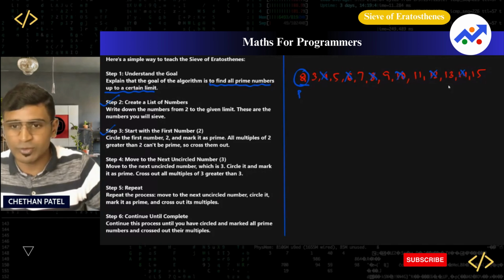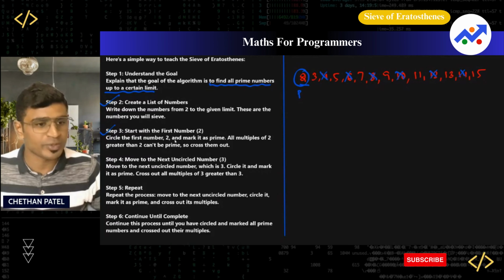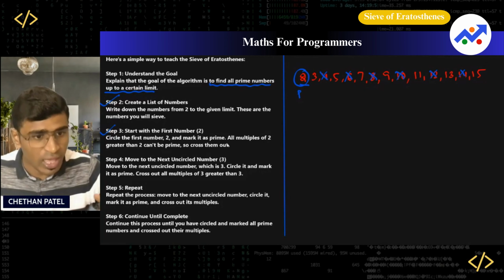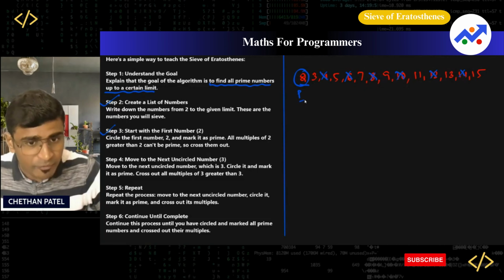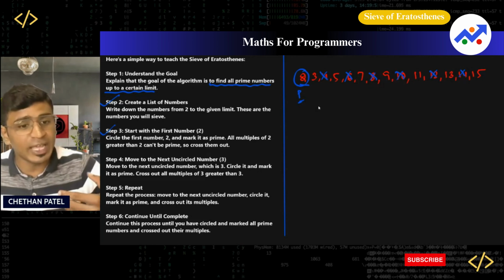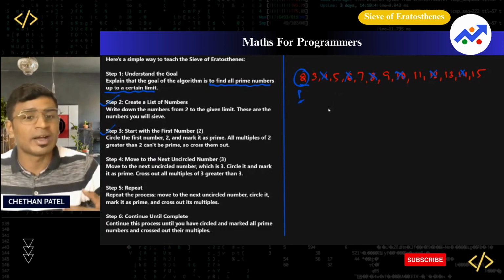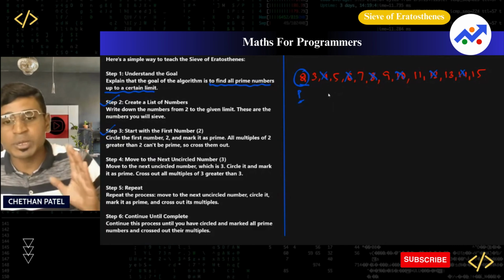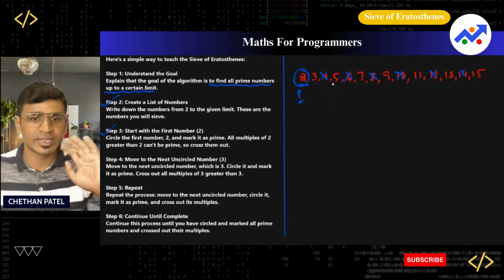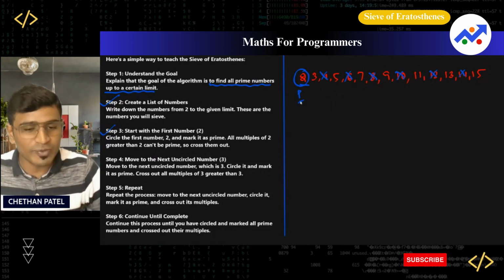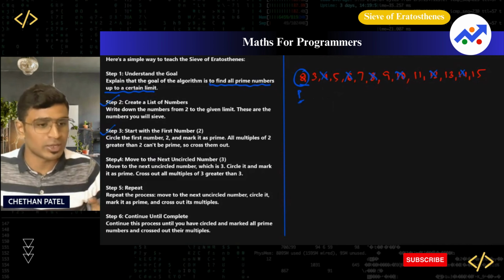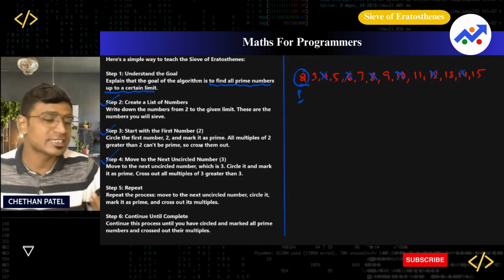So 12 and 14. This is what we have done now. First, circle the first number, which is 2, and mark it as prime. We marked it as prime, crossed out all the multiples of 2, and understood that they can't be prime at all. So in the prime number list, we have 2 now. Next, let's move to step 4.